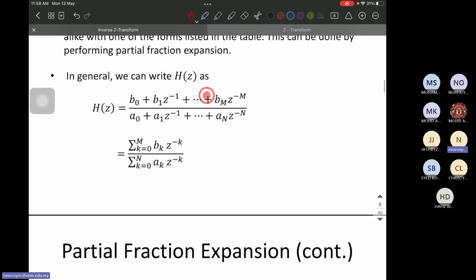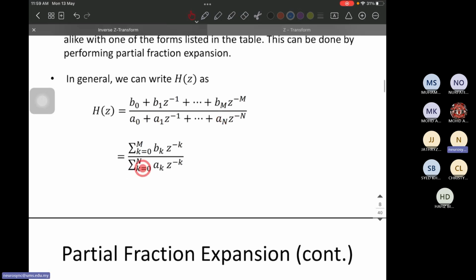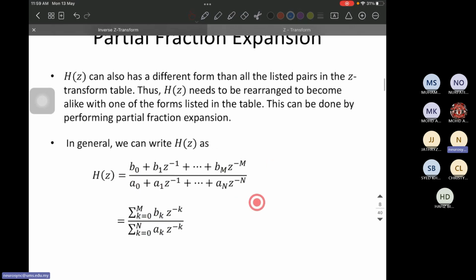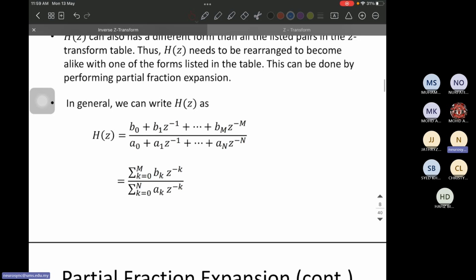The numerator part we can write like this, where the coefficient is b k, and this k will go from 0 to M, summation over b of k z to the power minus k, and the denominator part we can write like this. Okay, now if this type of polynomial is given, then we can use the partial fraction expansion method to solve this inverse transformation. This is another form of H of z. Okay, please understand.